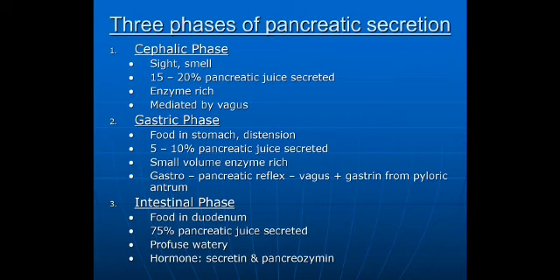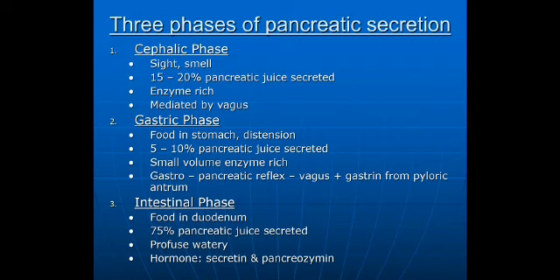The gastric phase is due to the presence of food in the stomach, which induces the vagovagal reflex leading to pancreatic secretion. Because of the food in the stomach, it results in mechanical distension and constitutes around 5 to 10% of pancreatic juice. Here only a small volume of enzyme rich secretion is formed. It is mediated by the gastropancreatic reflex through vagus and gastrin from the pyloric antrum. The hormone secretin stimulates the pancreatic secretion.